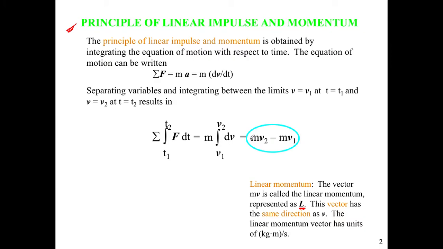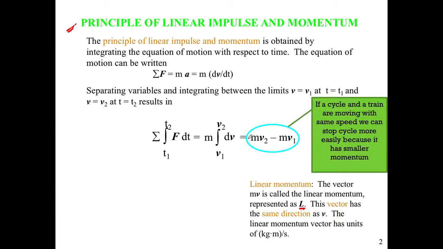Okay, now to think about this, just have a think: if we have something of a small mass such as a cycle, or something with a large mass such as a train, and they're both moving with the same velocity, then we know that a large mass will have a larger momentum, right? Because it's the mass multiplied by the velocity. And this thing which has a larger momentum and a large amount of motion is therefore more difficult to stop. Does that make sense?